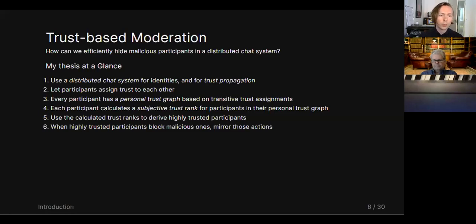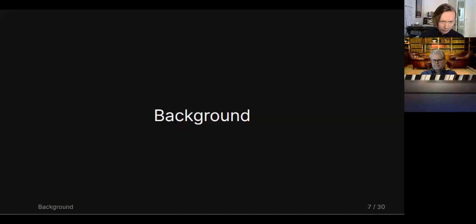So that's what transitive trust means in this context. Using this personal trust graph, we can calculate a subjective trust rank for each person in every participant's personal trust graph. And then we use these calculated trust ranks to derive highly trusted participants. And when these highly trusted participants block malicious ones, then we mirror those actions.